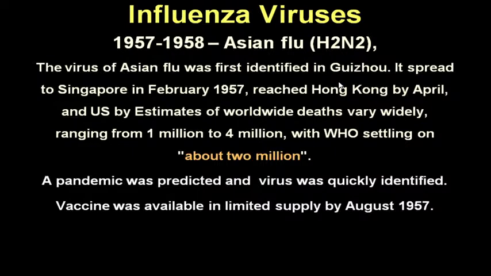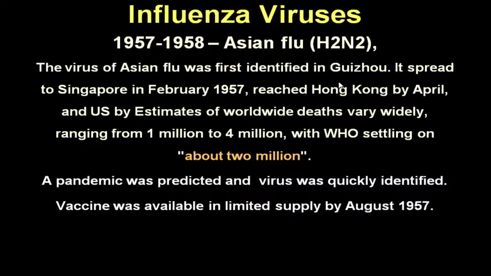And first it was identified, as usually, in China, because this is a place where a lot of virus infections start. In Guangzhou, it spread from there to Singapore and then Hong Kong and then the United States and the rest of the world. And the WHO estimates the deaths ranging from 1 million to 4 million people.